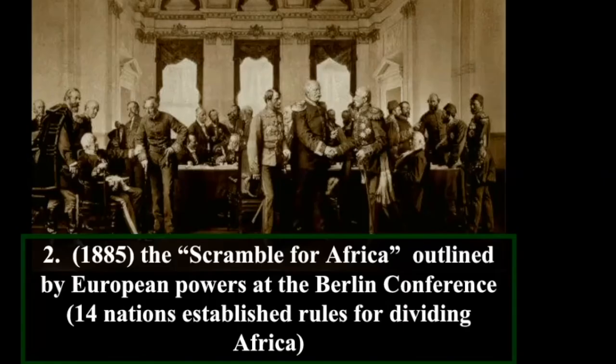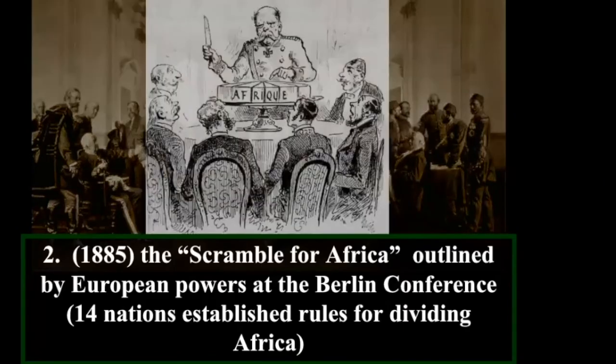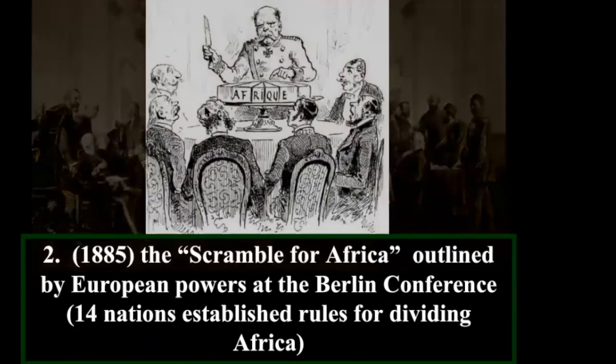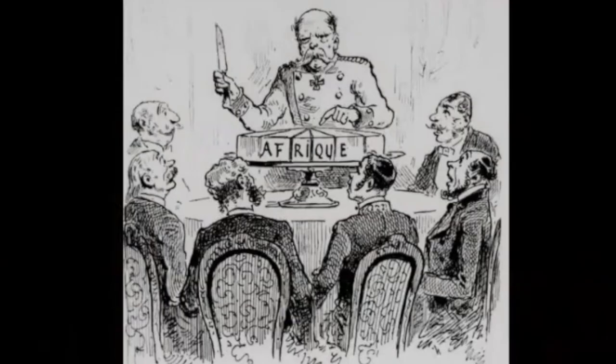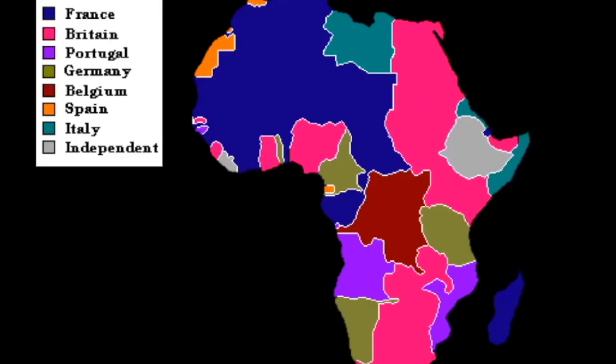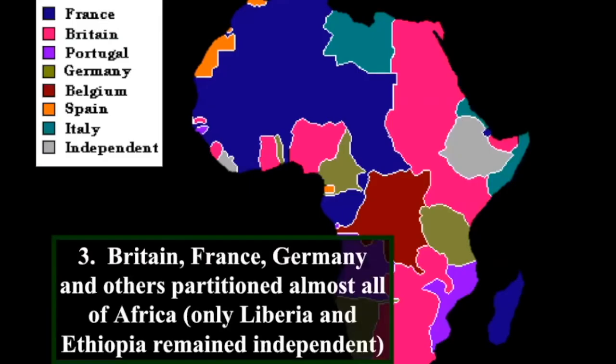So Britain, France, and Germany are going to carve up Africa. This is another political cartoon like the one that we saw with the spheres of influence in China. So remember that in new imperialism, instead of conquering the New World, they're going to colonize Africa and Asia. Britain, France, Germany, and other European countries are going to divide up almost all of Africa. The only areas that remain independent are Christian Ethiopia and Liberia.